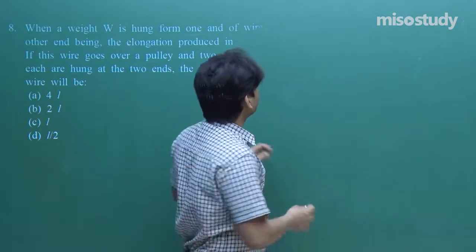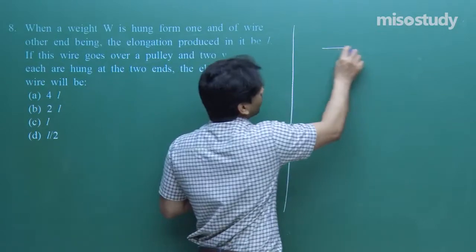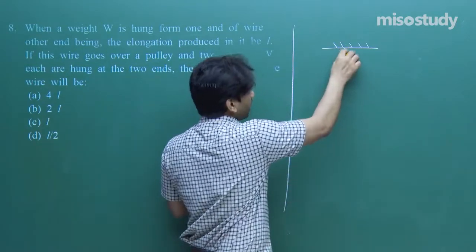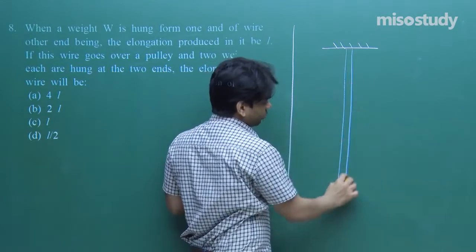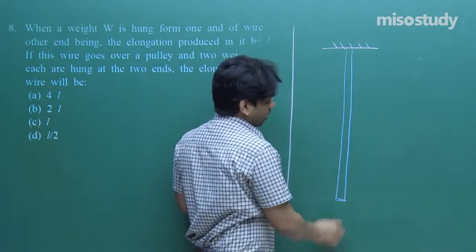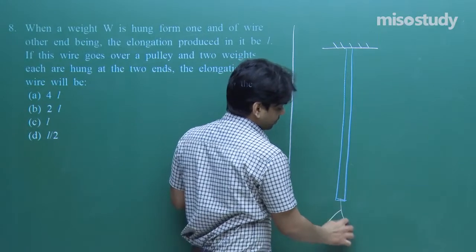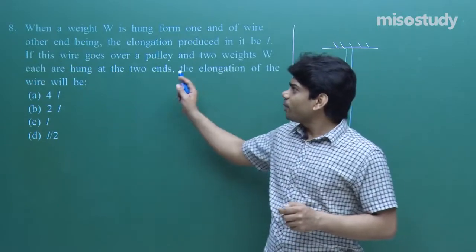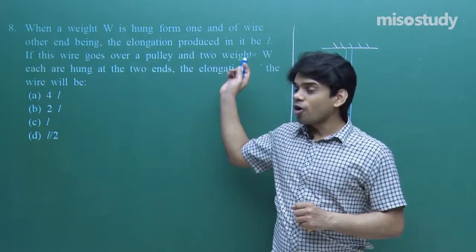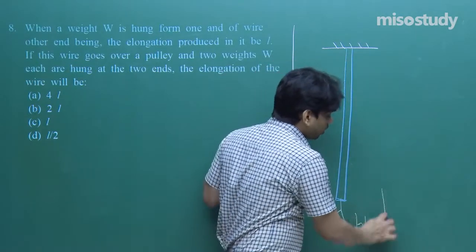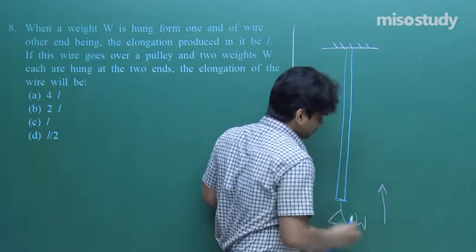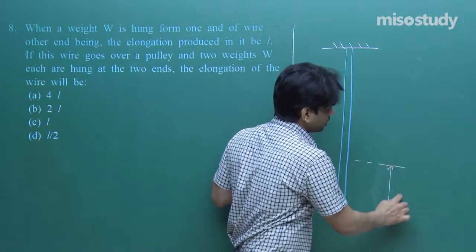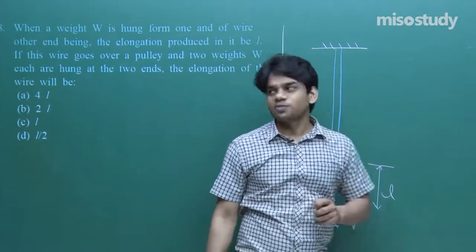First of all, you see here, it's given that we have one wire. Let me show you how this one wire is hung. Initially, this is the case of the wire. This is a long wire. Now, a weight W is applied. When a weight W is hung, the elongation produced is L. Here, this is the natural length, and the elongation produced is L. This is what has been given to us.